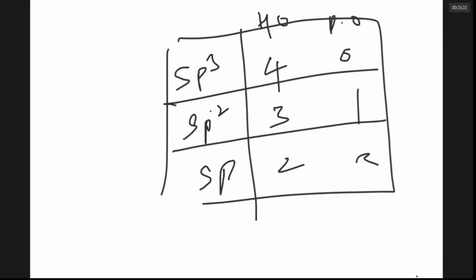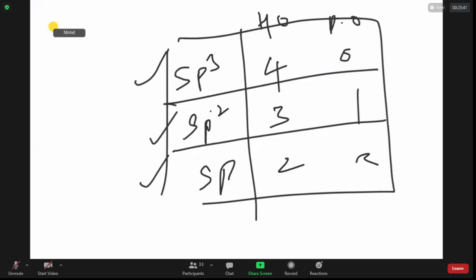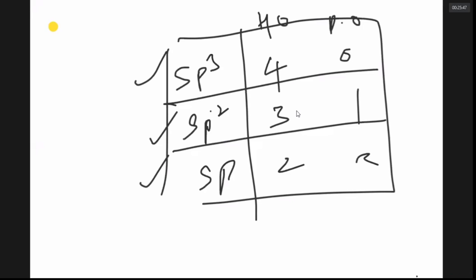sp3 means all are hybrid. sp2 means 3 are hybrid. sp means 2. If you know this table, you can answer any question on the number of sp3, sp2, sp carbons in a given molecule. Next.